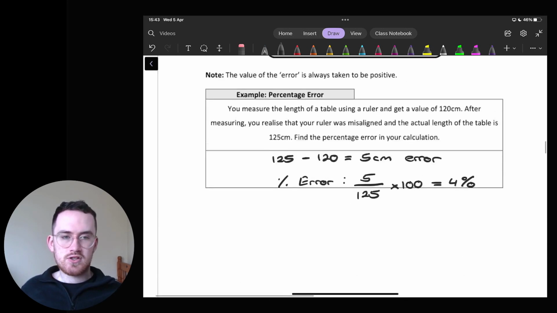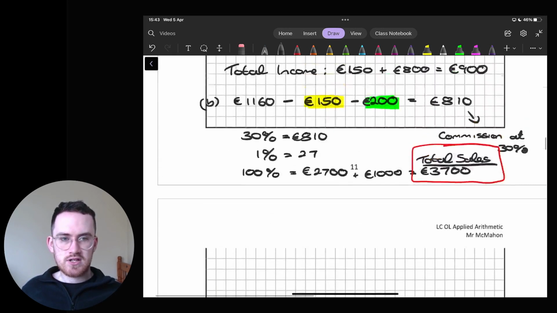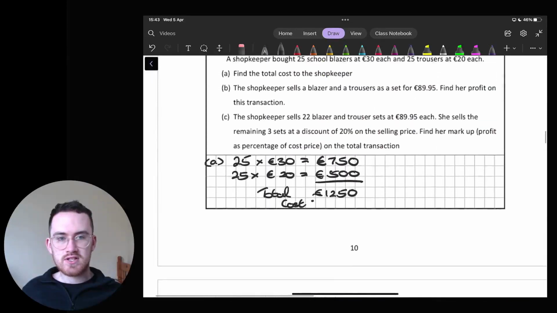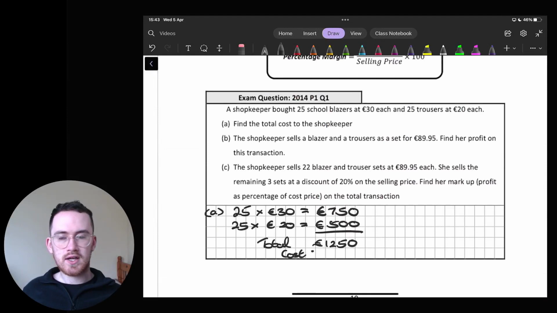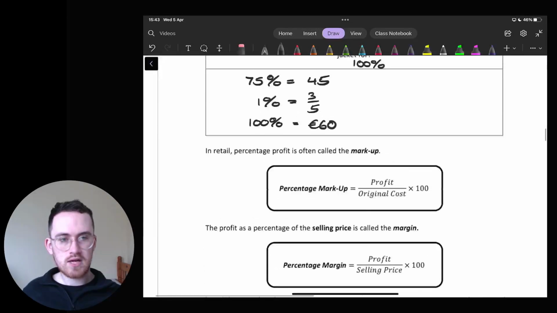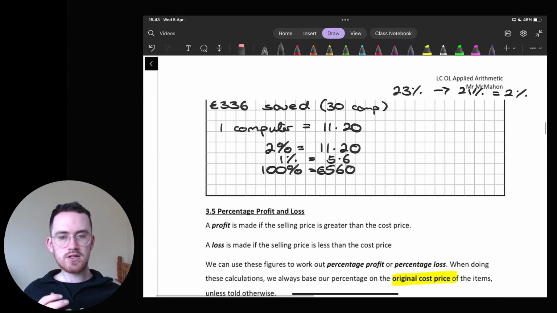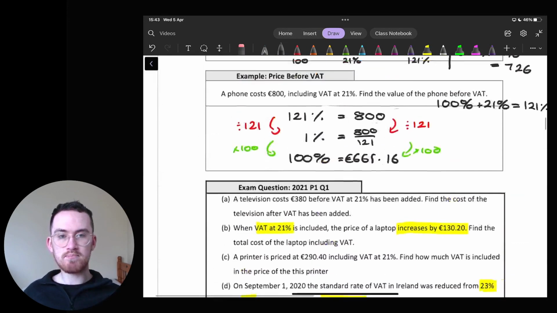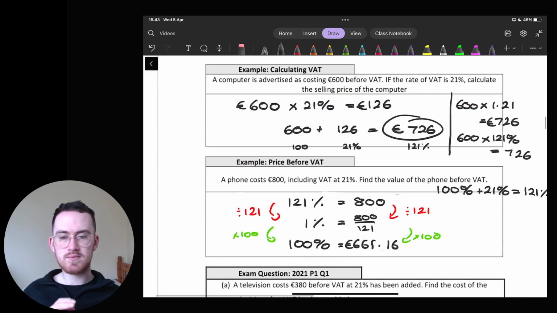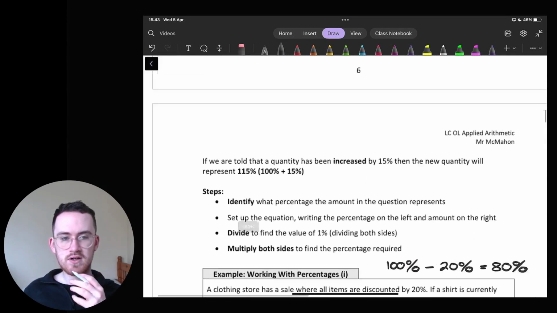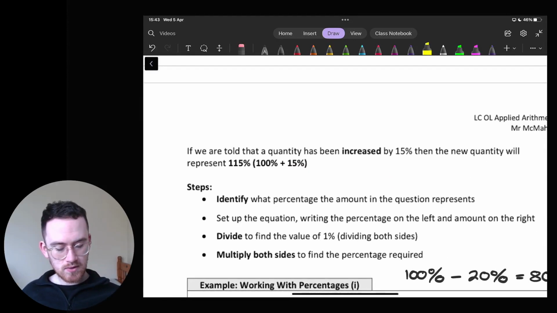So with these percentage questions, it's important to be able to do percentage error. Things like we saw in those exam questions, working out percentage profit, percentage on sales, commission, percentage markup. All of these things, different words, but the method and the working of them out is the same across the board. Working out VAT, working backwards, that was one that we saw a good few times. And really, it's following those steps we laid out at the start. Identify what percentage the amount in the question represents.